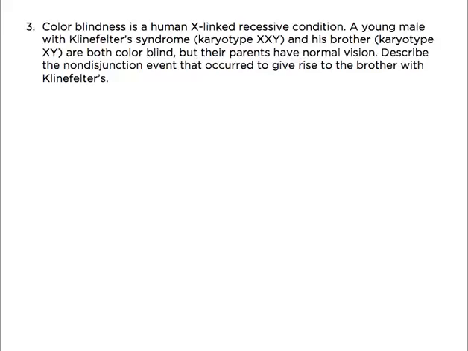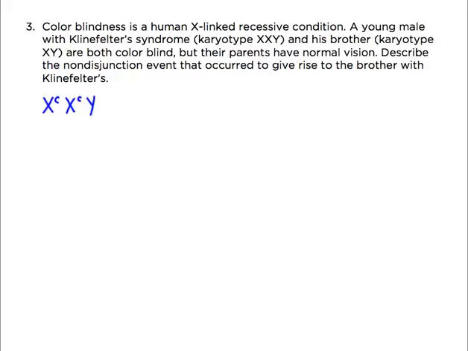So we know that the Klinefelter has XXY karyotype, and because color blindness is a recessive condition, both of his X chromosomes must be mutated with this colorblind allele. So his karyotype is actually, let's write it as XC, XC, Y. And we want to know what non-disjunction event can give rise to his karyotype.